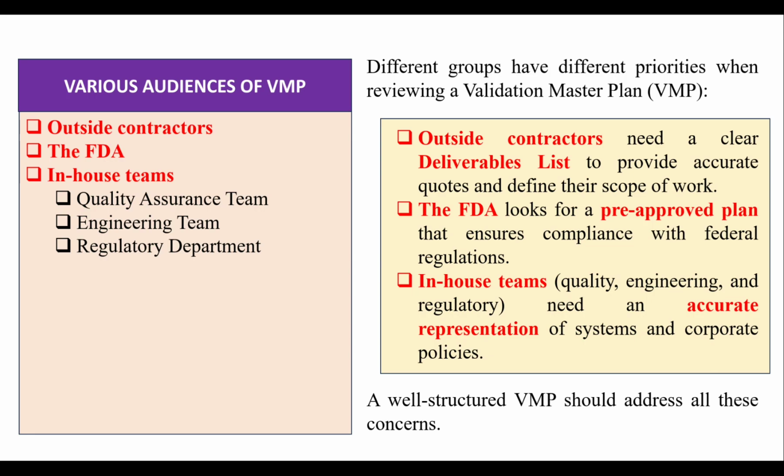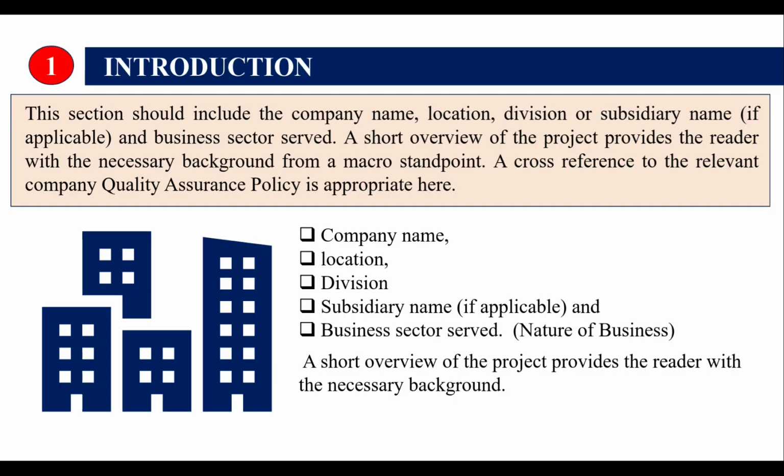Different stakeholders have different priorities when reading a VMP. For instance, outside contractors need a clear list of deliverables for budgeting and tendering. The FDA looks for a pre-approved plan to ensure compliance with the regulation. The in-house team, like our quality assurance, engineering and regulatory departments, require an accurate description of the system and policy. A good VMP must satisfy all these perspectives. So let's go to the VMP, Validation Master Plan.